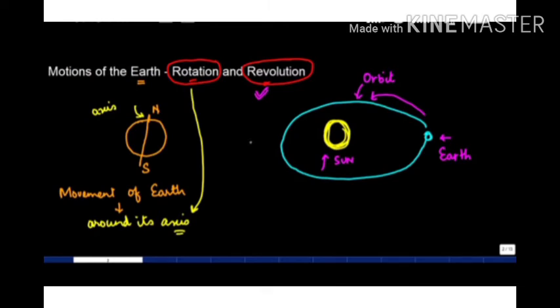So the two types of motions are rotation and revolution. Rotation happens when the Earth moves around its own axis, right?